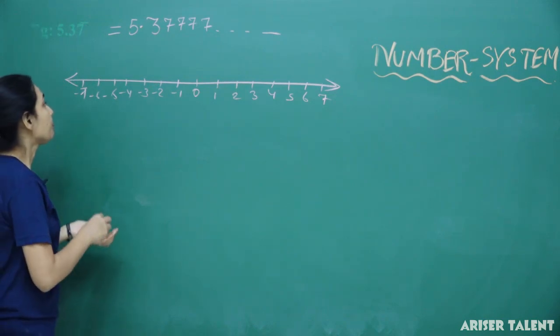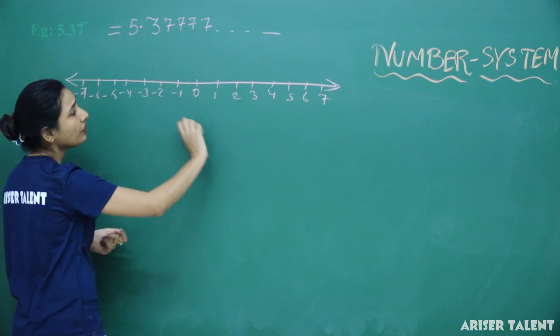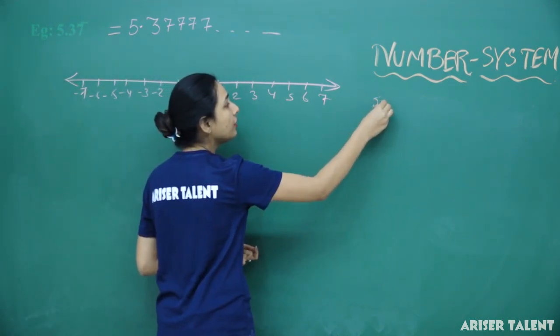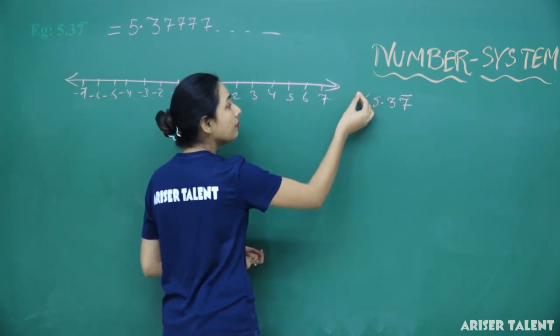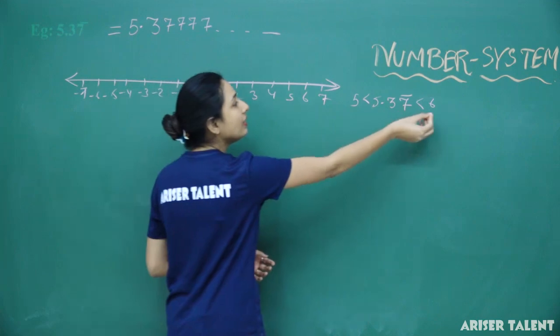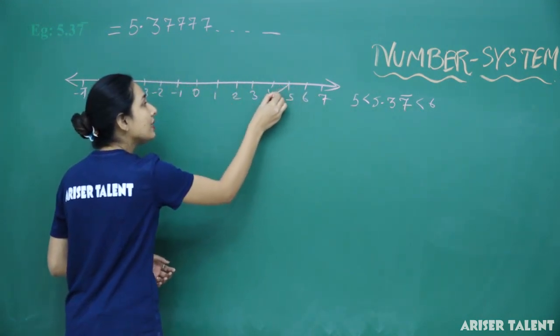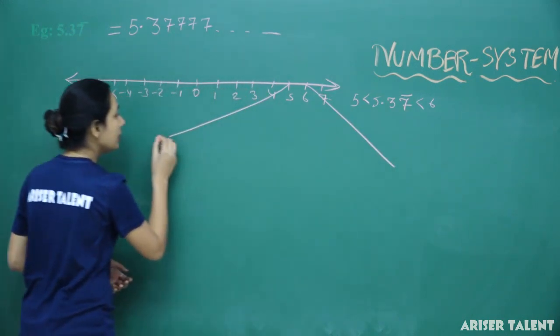Okay, now if I am talking about this 5.377, so this 5.37 and this bar, okay, this lies between 5 and 6 for sure. This is more than 5 and less than 6. So this will be the partition where it will lie.